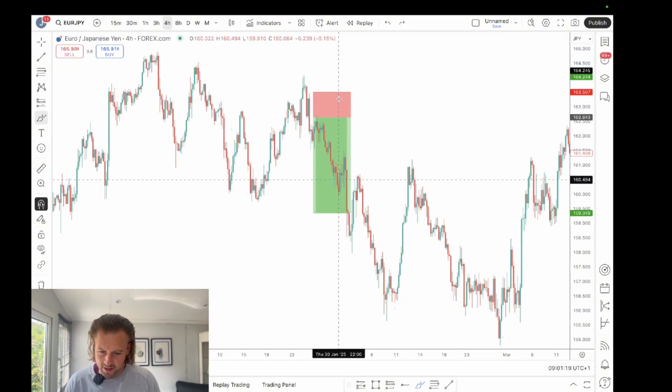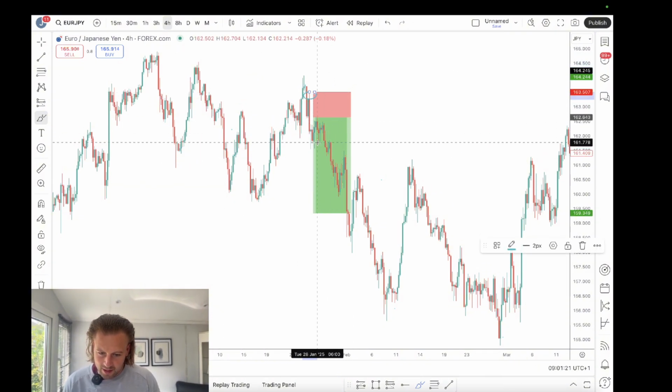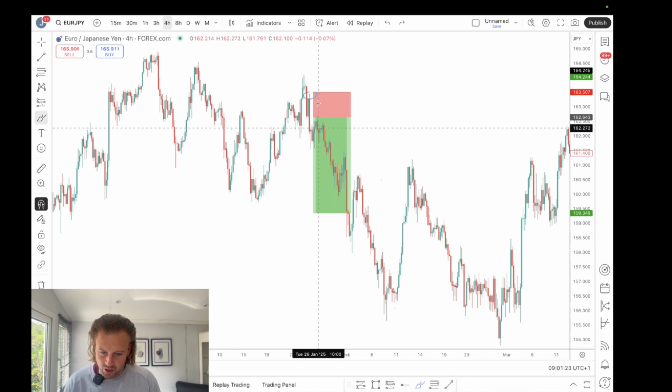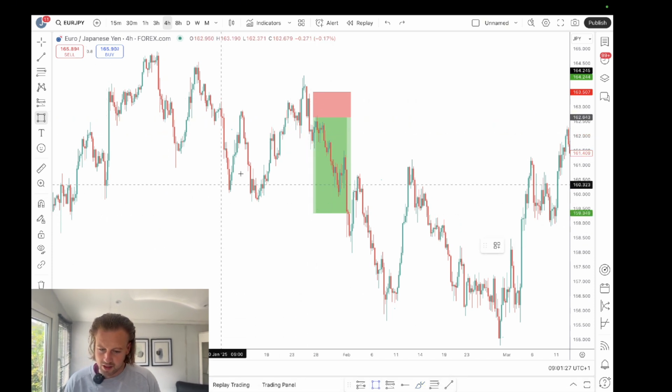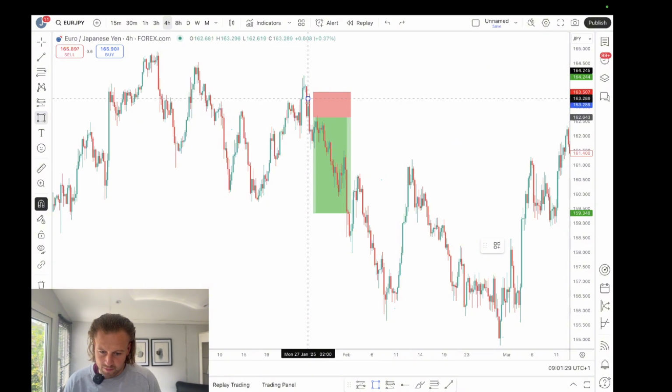What do we understand then? As this was the high that created the low that broke market structure, this area here then becomes my supply zone. So I mark it out like so.